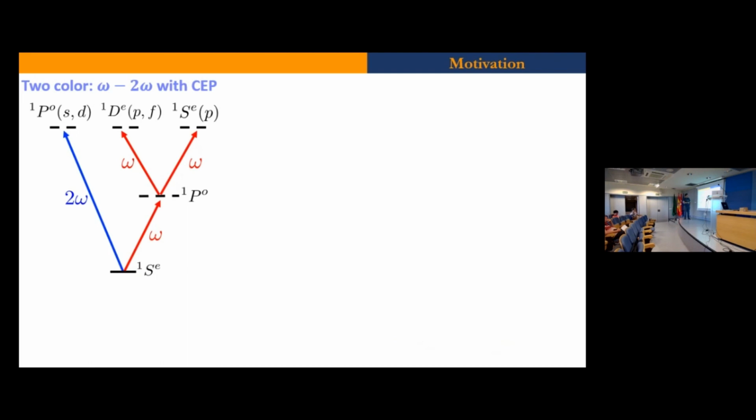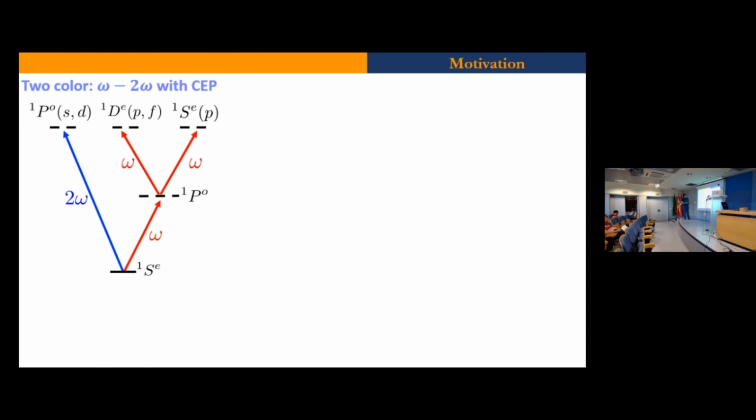So in this case, for instance, for argon or any atomic species that has a singlet S as a ground state, what's happening is that you use 2 ultraviolet pulses with the CEP, so with the relative optical phase between them. And by changing the optical phase between them, you can actually measure the phase difference between the different quantum paths. So I'm going to explain a little bit better.